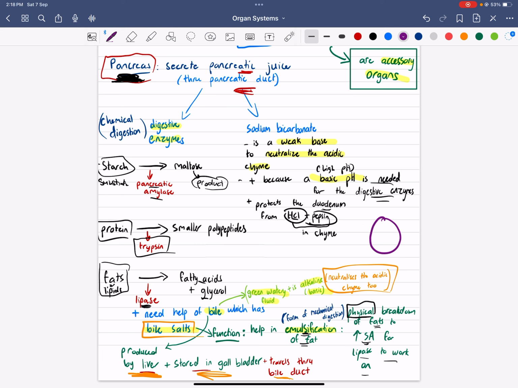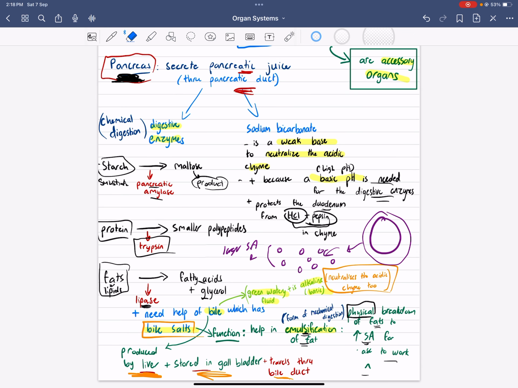Bile has bile salts. This will break a large molecule down into smaller molecules. Now those molecules have a larger surface area, so what can work on them easily? Lipase. Oops, my bad. So lipase can start to work on them more easily, and then it breaks down the fats, or we can say lipids, into fatty acids and glycerol.